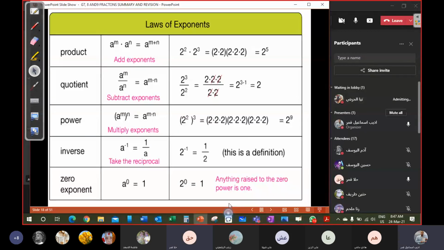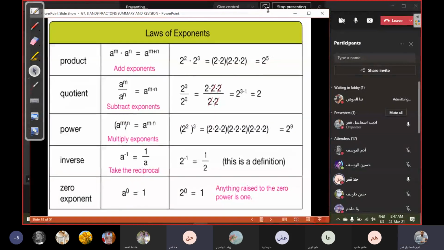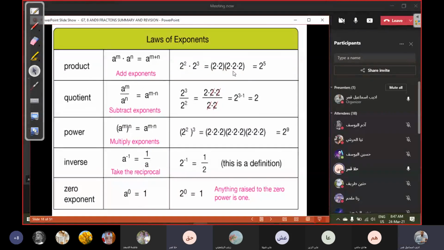Like this example: 2 squared times 2 cubed equals 2 times 2 times 2 times 2 times 2. They all are multiplied by each other. Equal 2 to the power 5. So we added the powers, or the exponents, okay?